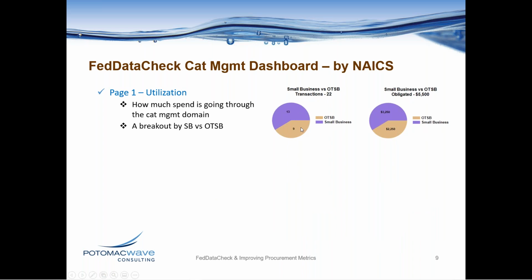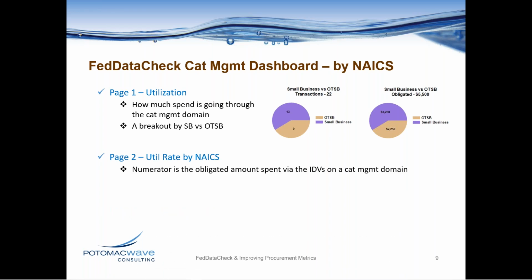It's important to break out spending by SB and OTSB with category management. That is one of the issues that does come up, whether it disadvantages small business or not. Whether it's true or not, it's a perception out there. Utilization rate: the numerator is the obligated amount spent via the IDVs in a category management domain. The denominator is the amount of all spend, the obligated amount spent on the associated five-digit NAICS.